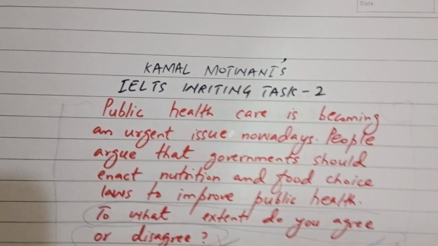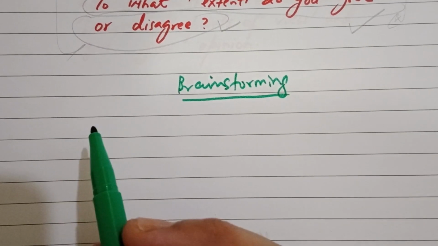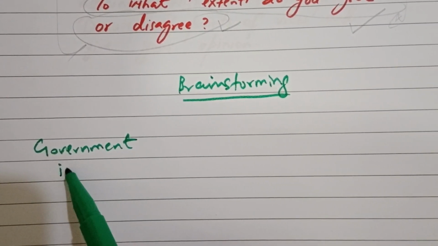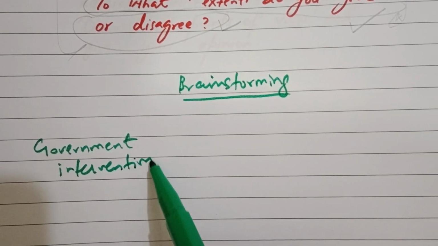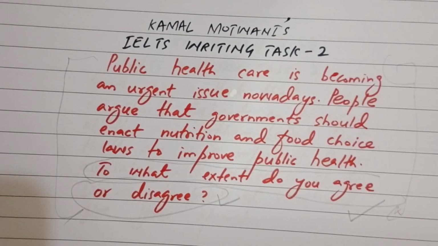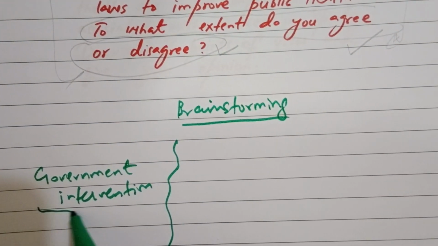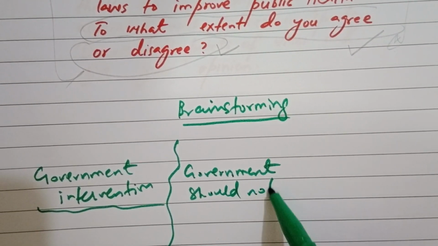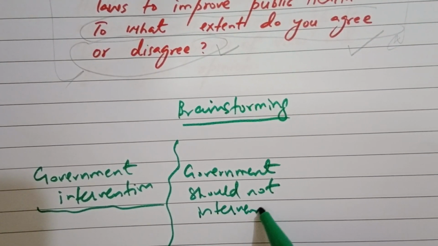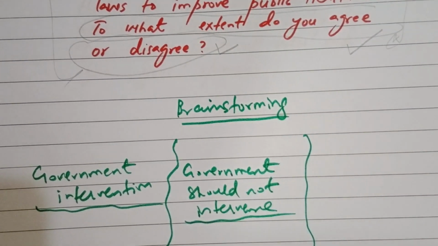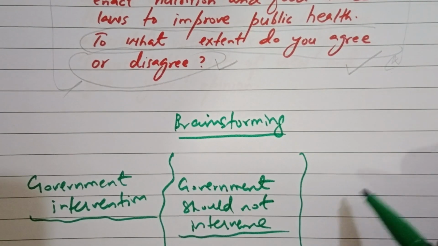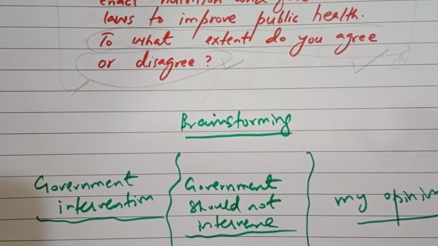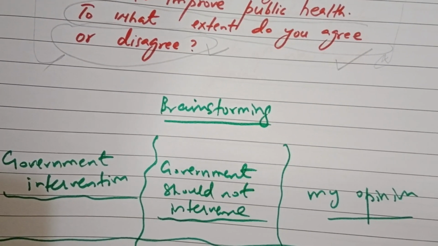Here we have to write something about how government intervention would look like. So let's first discuss government intervention, and the other part of the statement is government should not intervene. And of course, the third part is my opinion, what I think. Right?